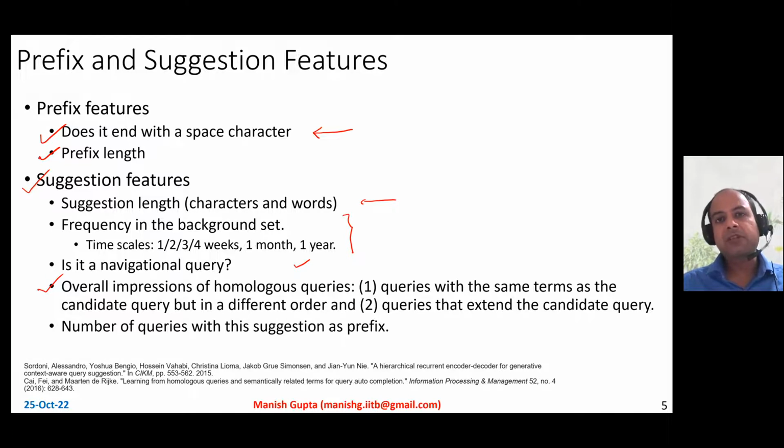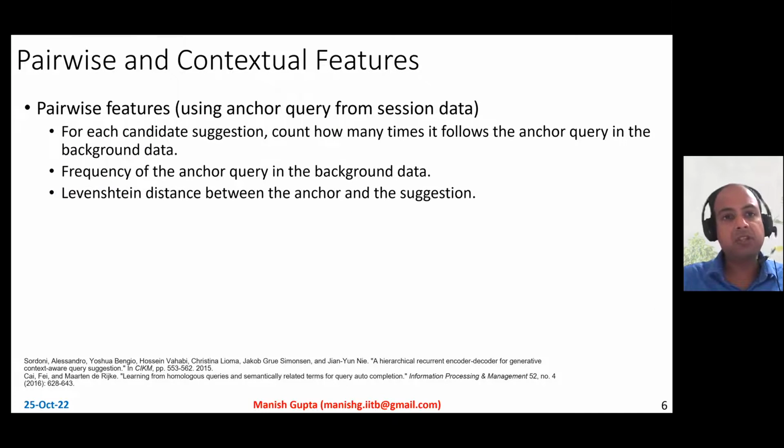So in general, you could aggregate the impressions across all of those homologous queries and call them impressions for this query. And lastly, you could also use another feature like the number of queries with this suggestion as prefix. Specifically for queries which are localizable in nature, for example, car rental, you might want to care about how many queries exist in the query log which use this suggestion as a prefix. These are all nice, interesting features to care for.